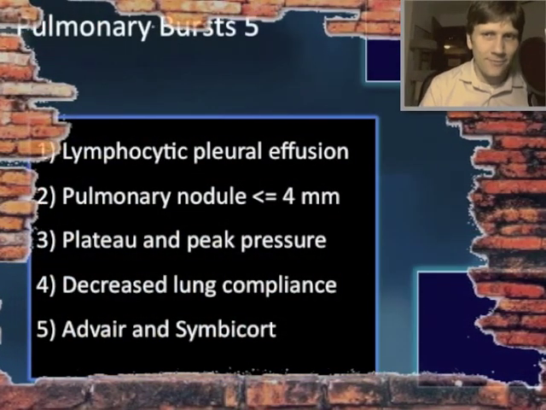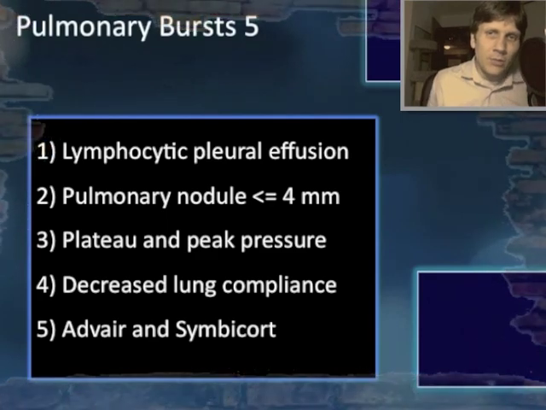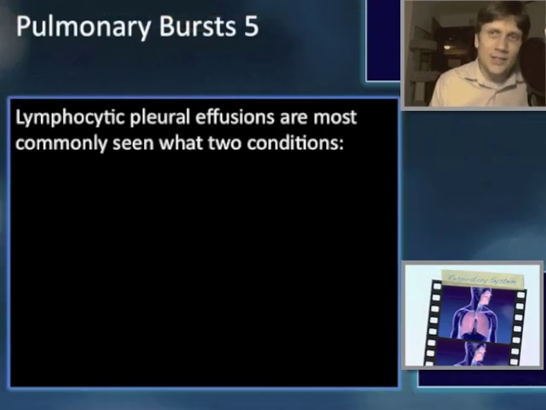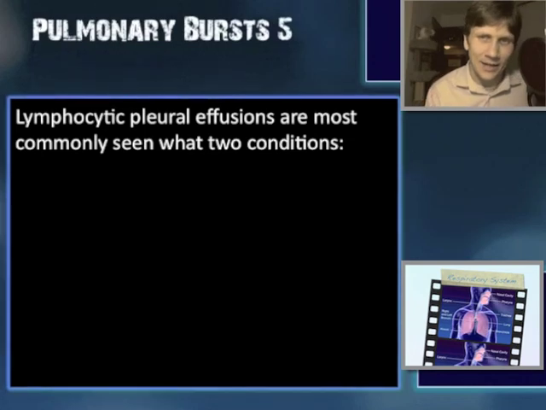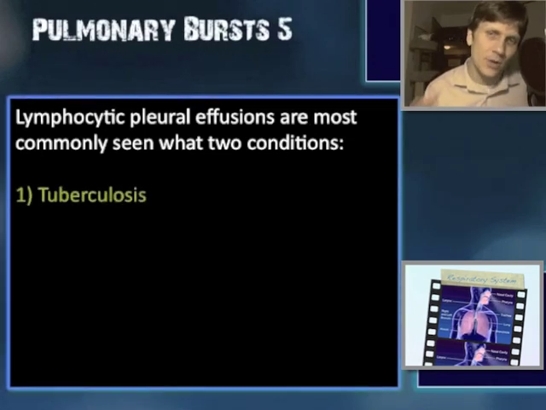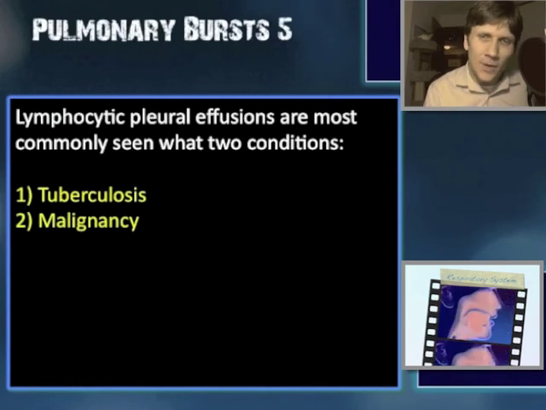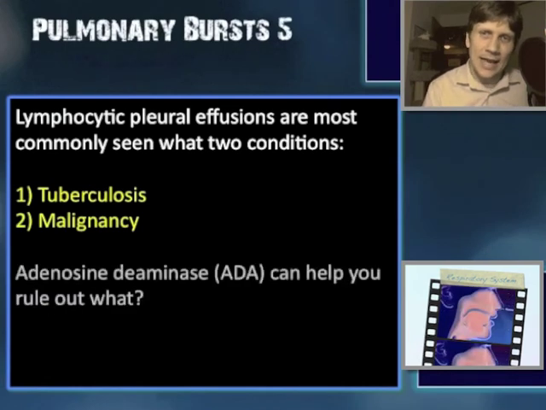Pulmonary boards, part 5. Lymphocytic pleural effusions are most commonly seen in what two conditions? Lymphocytic pleural effusions are most commonly seen in number 1, TB, tuberculosis. Number 2, malignancy. Now let's talk about adenosine deaminase, ADA. So adenosine deaminase can help you diagnose this type of pleural effusion.